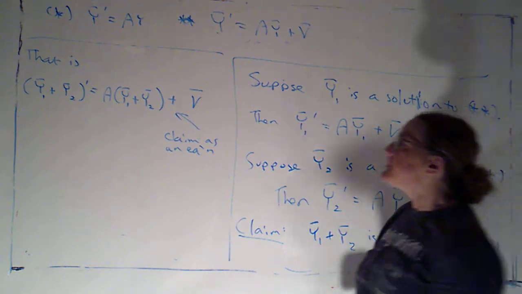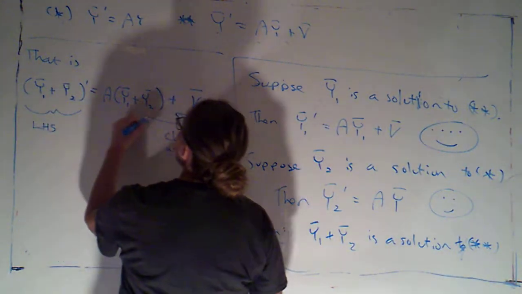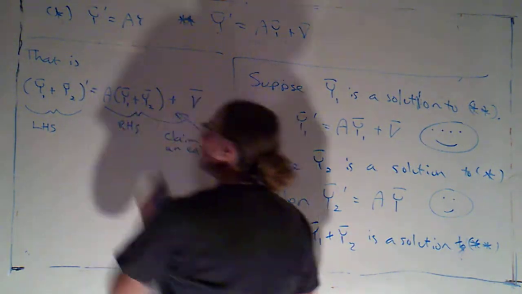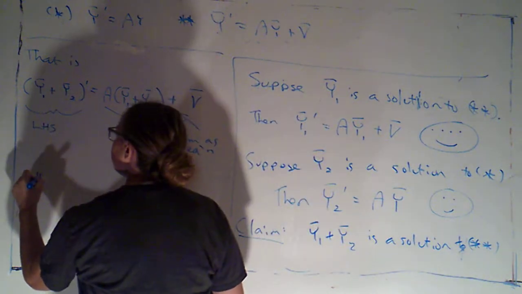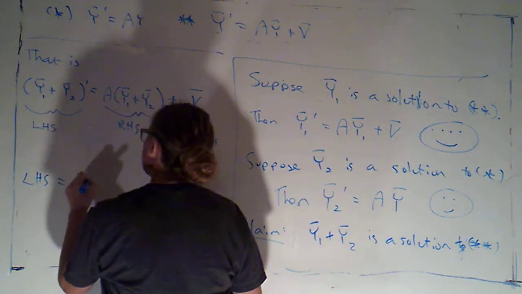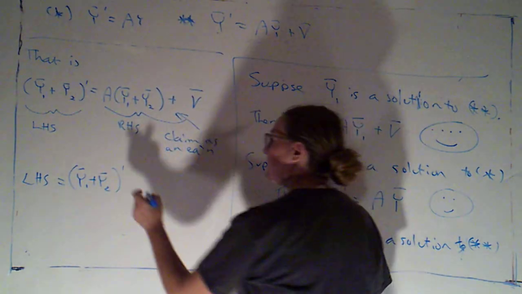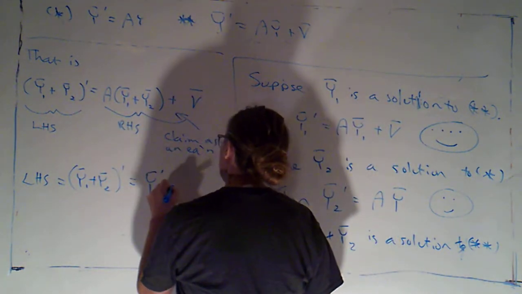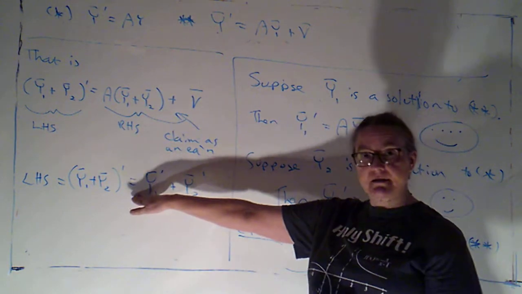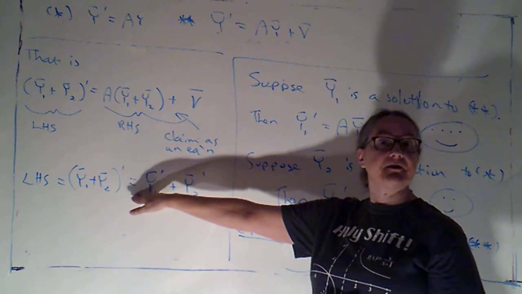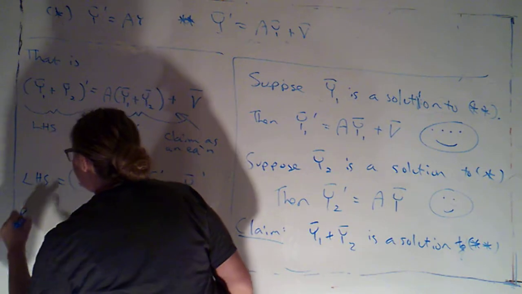Okay. So this is an equation that has two sides. It has a left-hand side and it has a right-hand side. So let's just simplify each side. So the left-hand side is y1 plus y2 prime, or the derivative of that. Well, that's y1 prime plus y2 prime. And that's just the sum rule of derivatives. Okay, let's do the right-hand side.